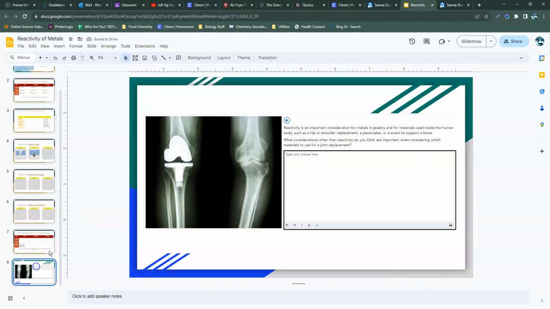So you do that for each one. And the last thing you'll do is read through this and try to answer that as far as metal reactivity in the body, and that is your lab. So hopefully this helps. If you didn't get started, it will get you started. If you needed help finishing, this will help you finish. And I will be there live in class to help you get this finished as well. I will see you back in class.